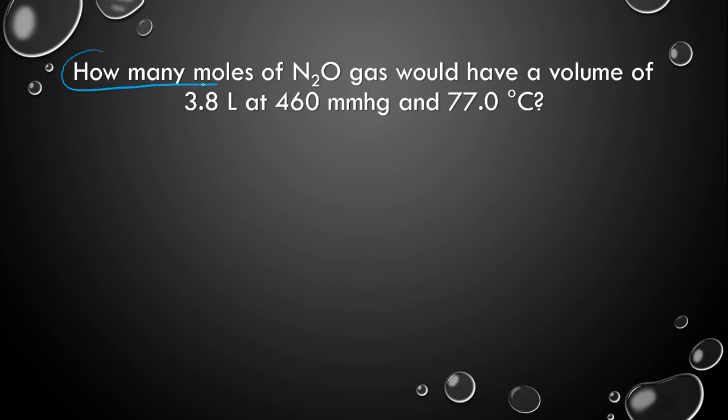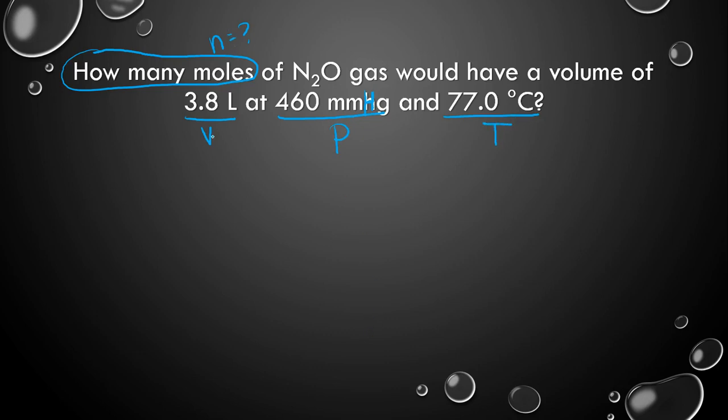How many moles? Right, here's our question. So how many moles is going to be in? We're finding n. As soon as it says this, I'm thinking it's either a mole problem or it could be this ideal gas law thing. Would have a volume of this many liters. So that's V at 460 millimeters of mercury. That should be a capital H. That's pressure. And this many degrees Celsius, which is temperature.